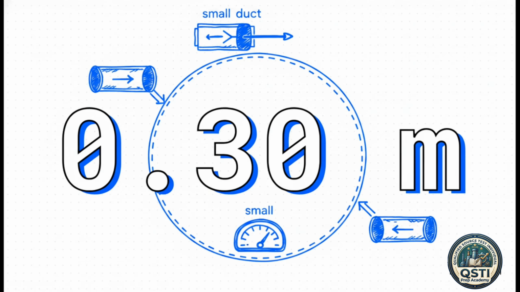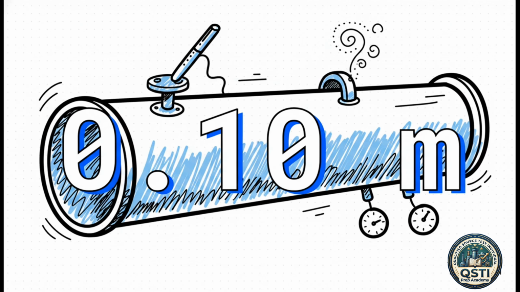So, what's a small duct? Method 1A applies to anything with a maximum diameter under 0.30 meters. But there is a hard limit. Your duct or stack absolutely must be at least 0.10 meters across. One huge caveat though, you absolutely cannot use this method if you've got cyclonic or swirling flow.